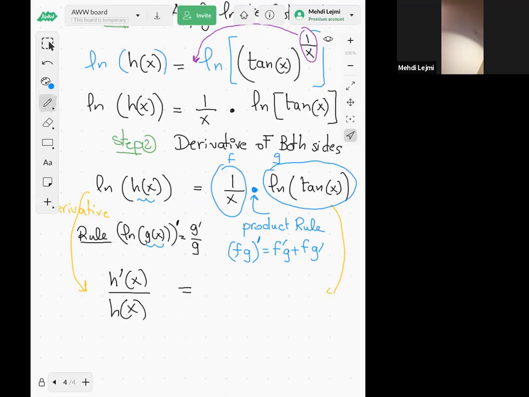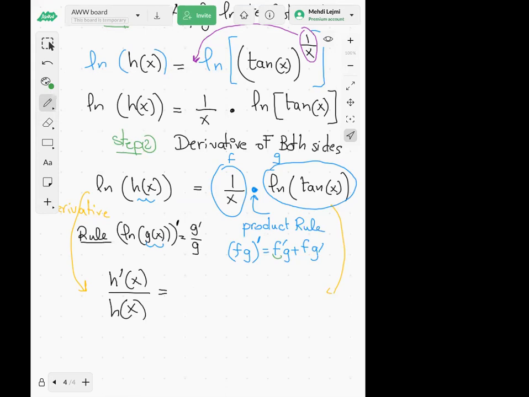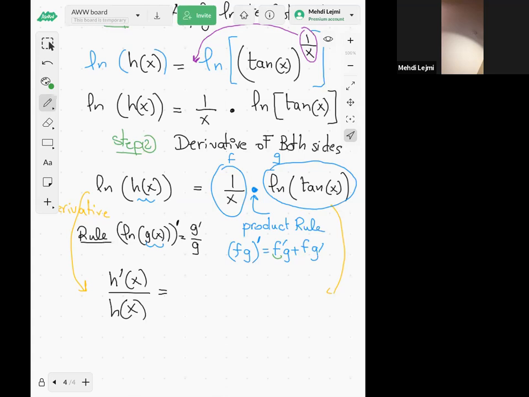Now, first I need f prime. So what's f prime, right? You see here, guys, I need f prime. So f is 1 over x. So what's f prime? What's the derivative of 1 over x? Any guess? Minus 1 over x squared. Yes, very good. Minus 1 over x squared. Thank you, Mamadou. So it's minus 1 over x squared. Very good. So you can apply the quotient rule, or you can also apply power rules.